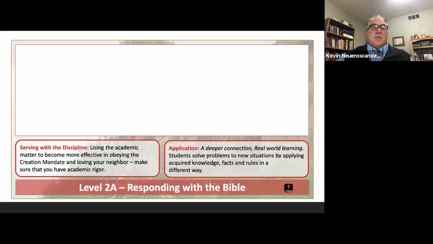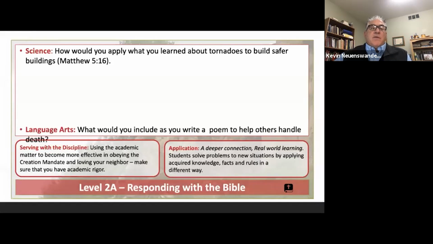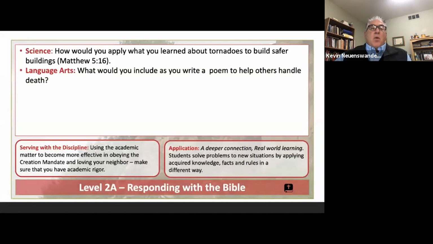So let's look at some examples. Science. How would you apply what you've learned about tornadoes to build safer buildings? Wow, that's a good one. Matthew 5:16. Language arts. What would you include as you write a poem to help others handle death?